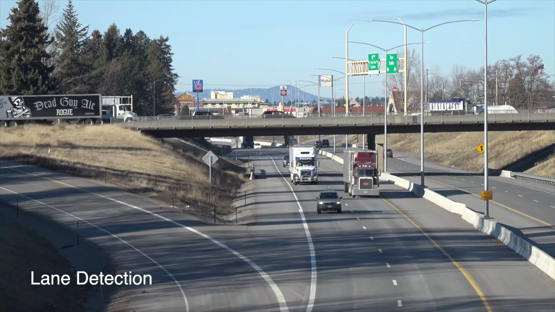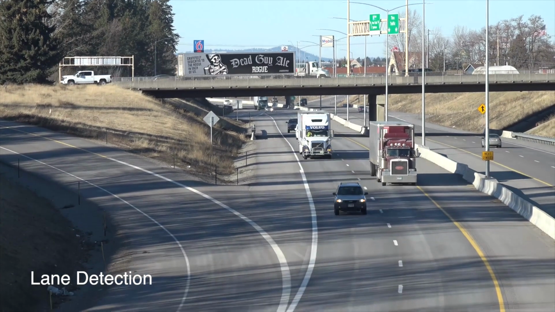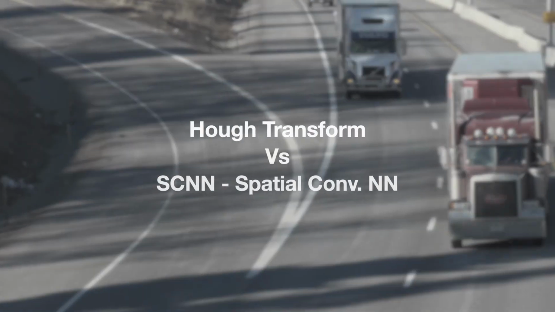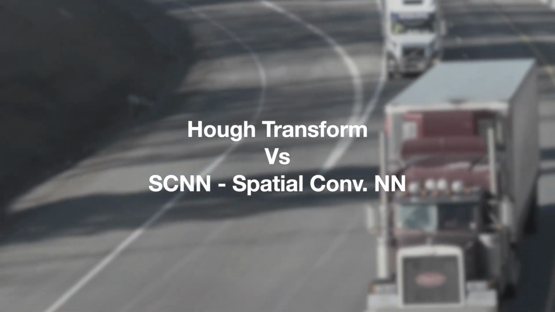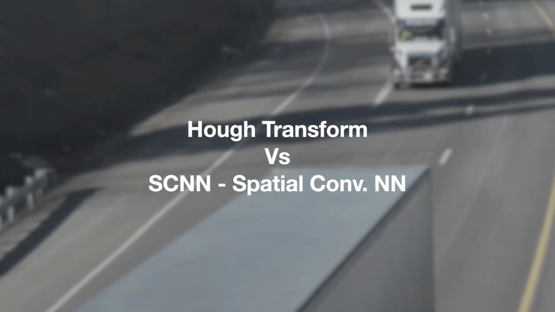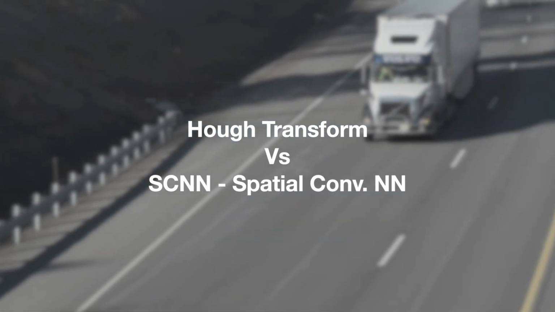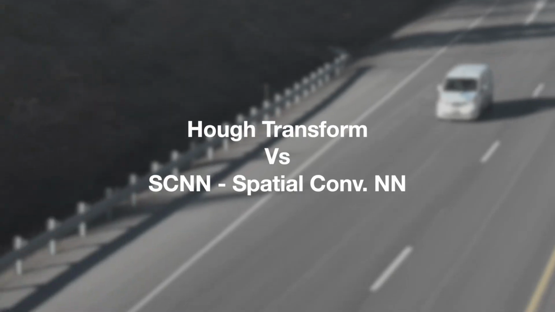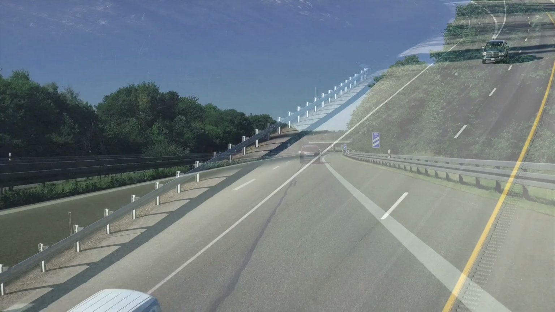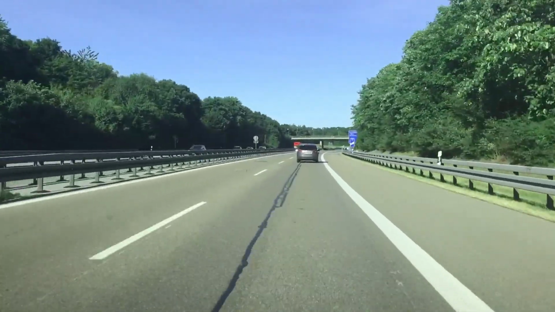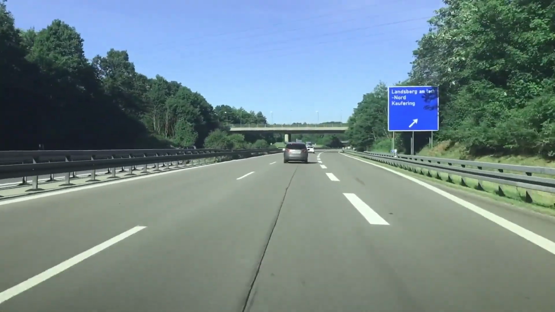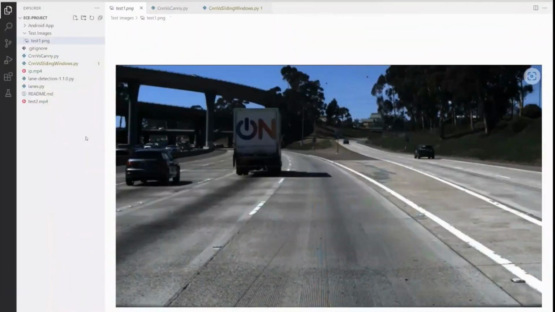Lane detection: should you stick with traditional computer vision, or is deep learning the way forward? In this video, we put the Hough Transform and SCNN, Spatial Convolutional Neural Network, side by side, test them on the same road footage, and compare the results. Let's see which one performs better. We will first apply the traditional Hough Transform, then use a pre-trained SCNN model and observe the differences.